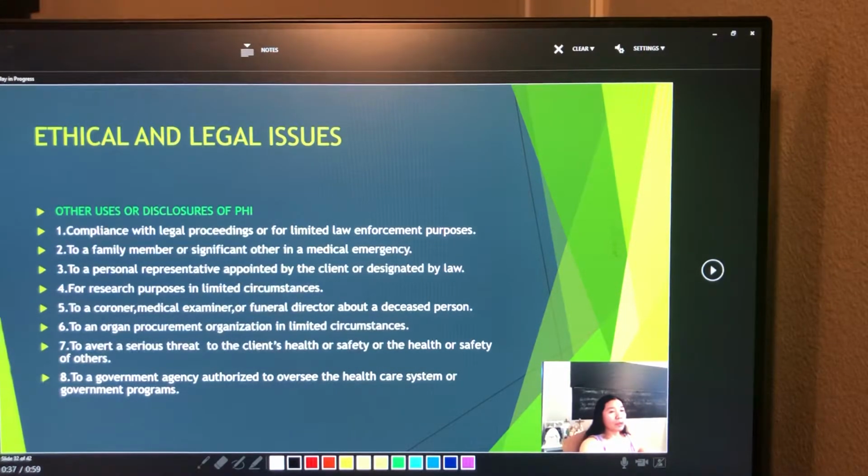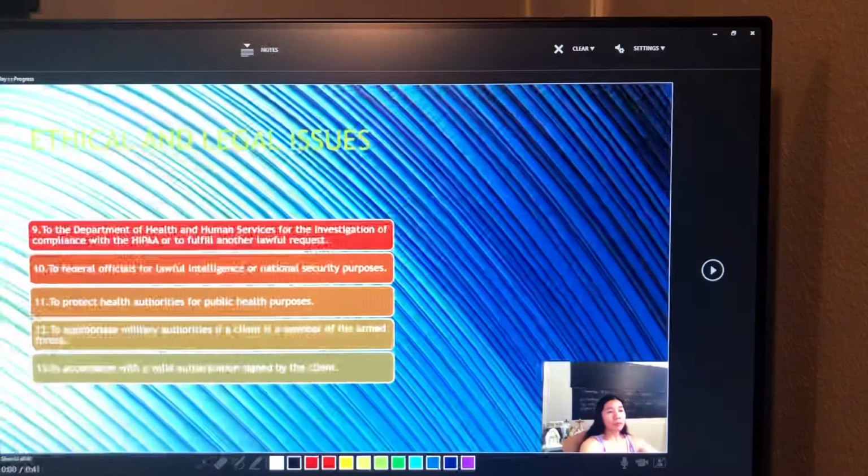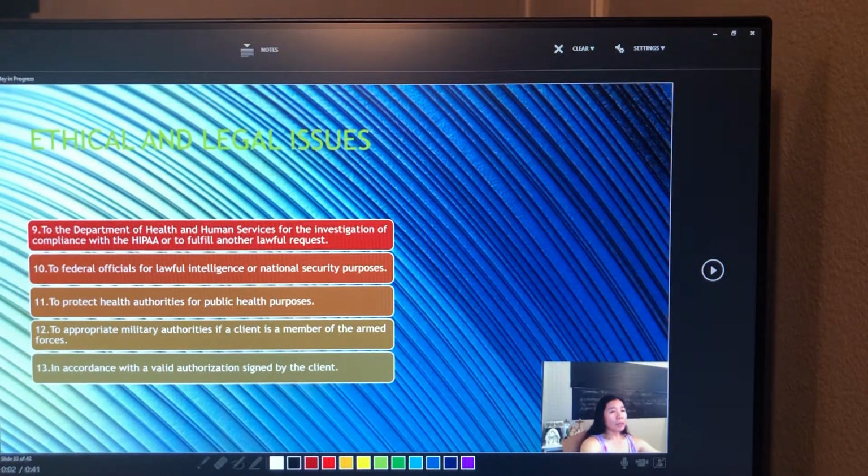To an organ procurement organization in limited circumstances. To avert a serious threat to the client's health or safety or the health or safety of others. To a government agency authorized to oversee the healthcare system or government programs. To the Department of Health and Human Services for the investigation of compliance with the HIPAA or to fulfill another lawful request.